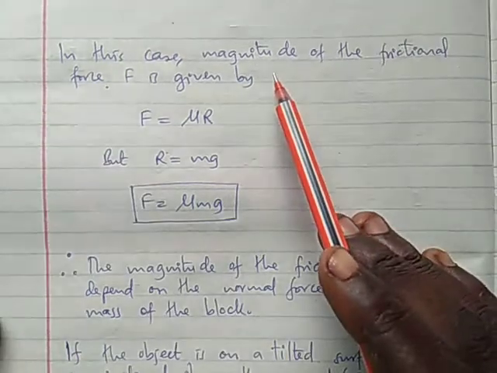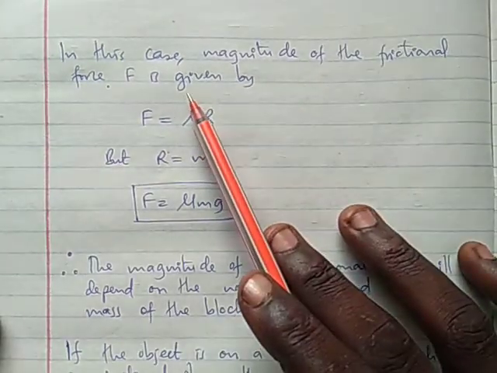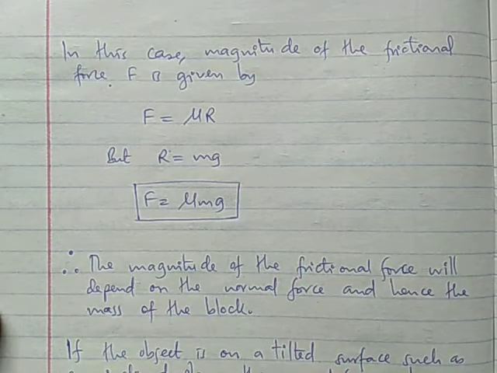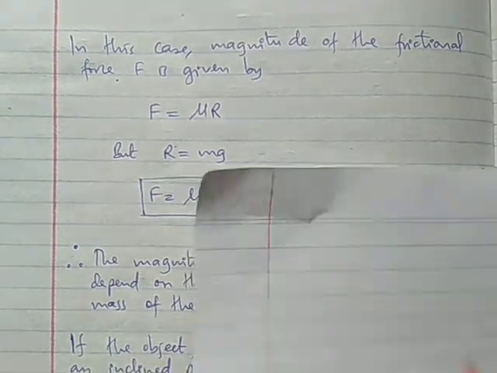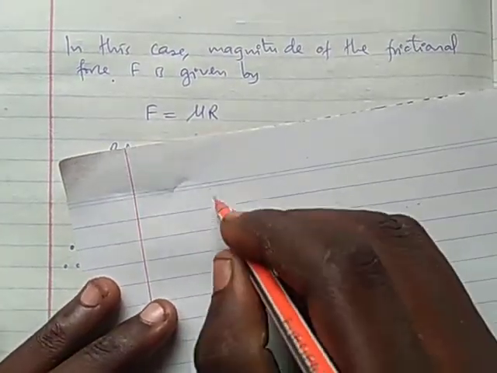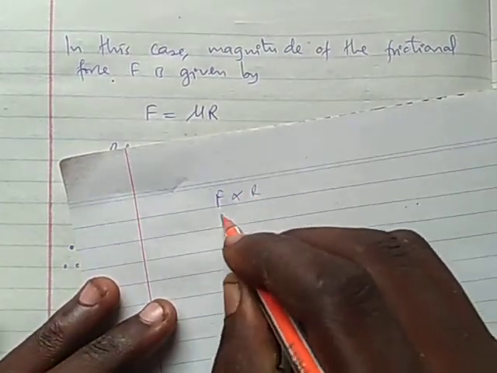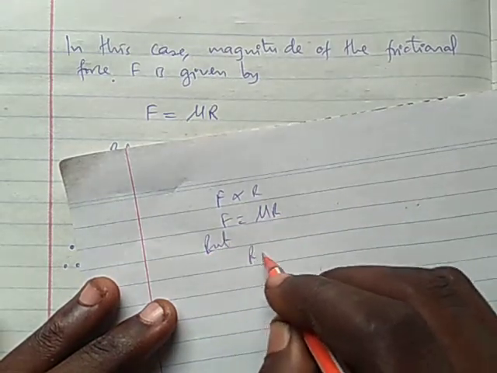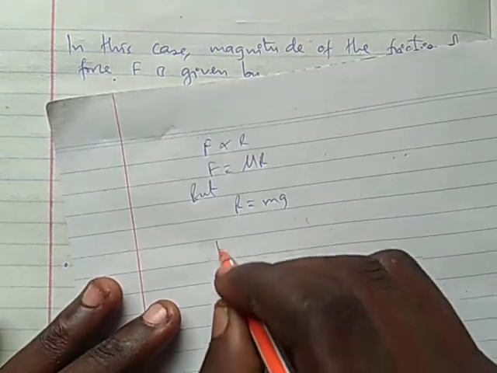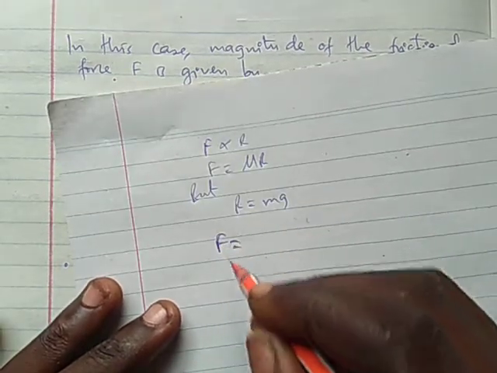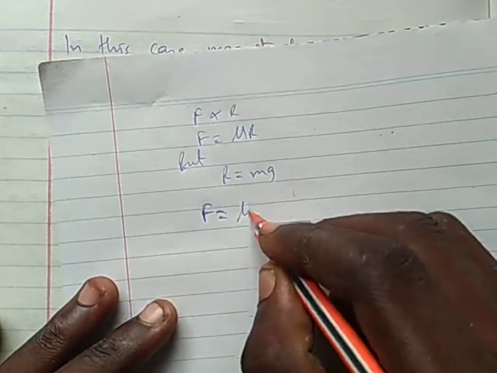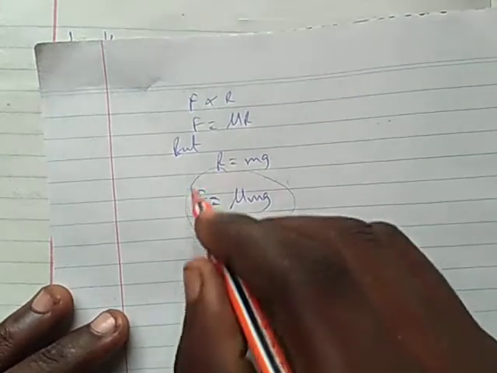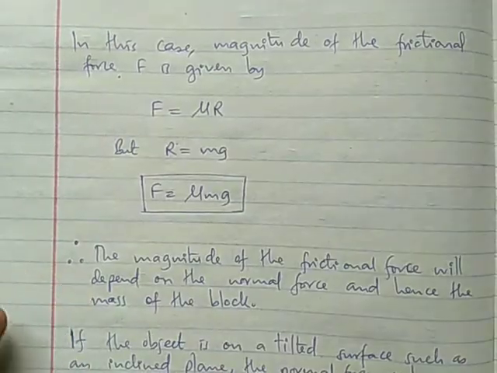So we are saying in this case, magnitude of the frictional force F is given by F is equal to mu R. That is to say, we have already derived this from the laws of friction, that F is directly proportional to R. So F will be equal to mu R, but R is equal to mg. So F will be equal to mu mg. That will be the magnitude of frictional force.